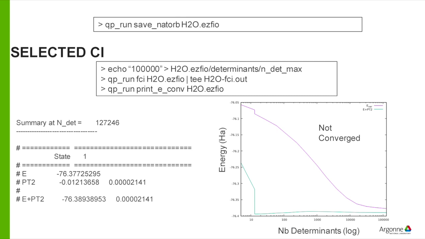So, okay. You can see here that at the end when we run, now I'm using 100,000 determinants. So my energy now is 37.